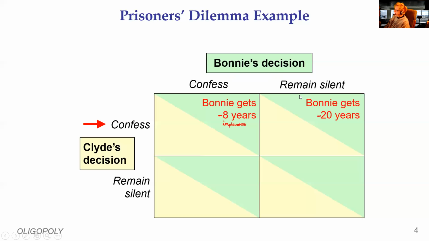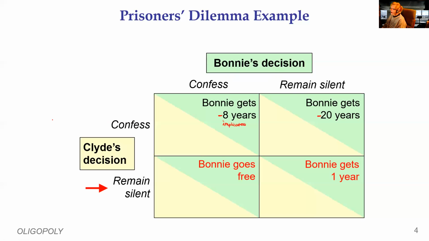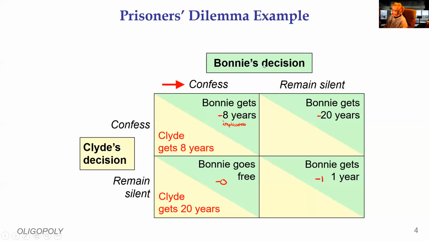If we take a look at this, and again, I'm kind of switching thoughts here, if Clyde's decision is to remain silent, Bonnie goes free, no years, or Bonnie gets 1 year. Now, in Bonnie's instance, if she confesses and Clyde confesses, she gets 8 years because Bonnie implicated him.